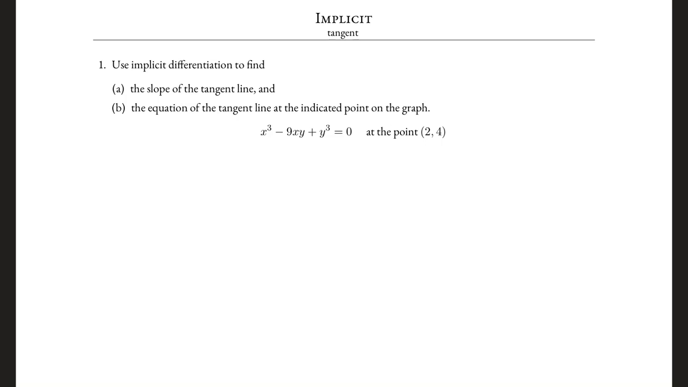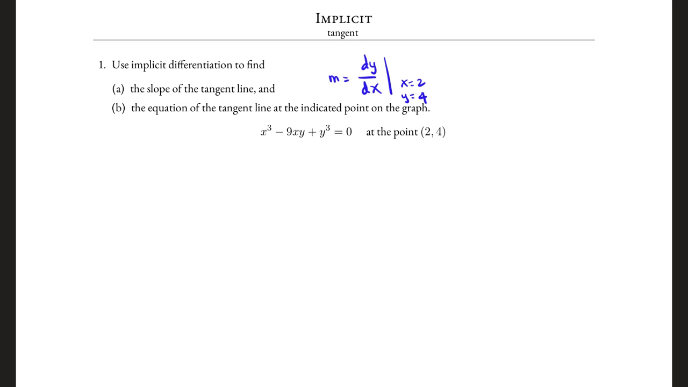Use implicit differentiation to find the slope of the tangent line and the equation of the tangent line at the indicated point on the graph. We don't know what the graph is, but we can check that this point is on the graph because it satisfies the equation. To find the slope of the tangent line, we would need to have dy/dx, and then we would plug in x equals 2 and y equals 4 to get a number. That number will give us the slope of the tangent line.